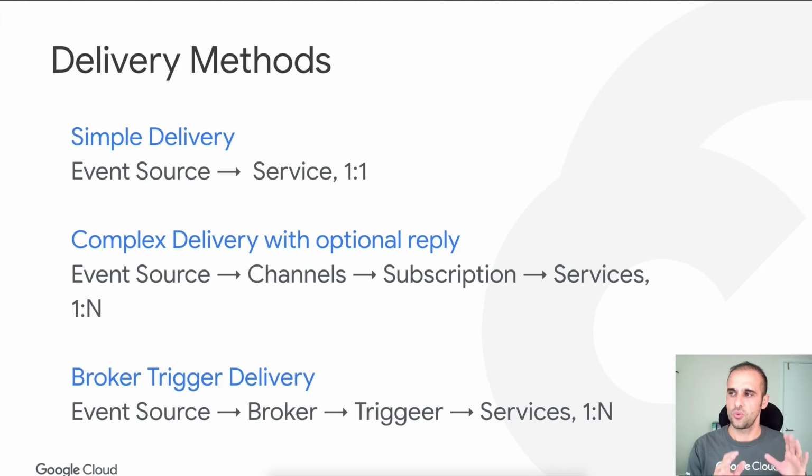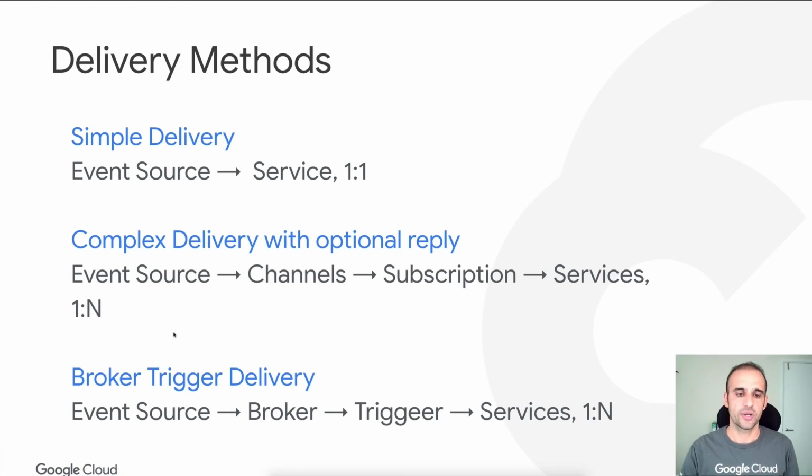All right, so we defined the building blocks of Knative Eventing. Now let's look at how you can actually send messages through your system and what kind of methods you have for that. There's actually a few different ways, and I grouped them under different headers. First is the simple way of sending messages. Second is the complex way with an optional reply. And the last one is broker trigger delivery.